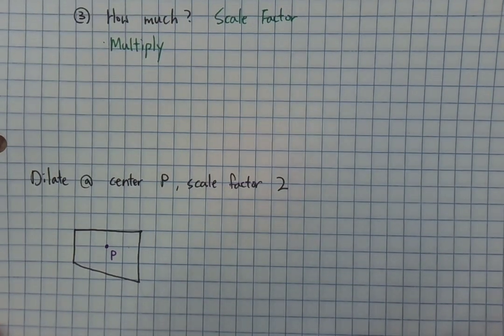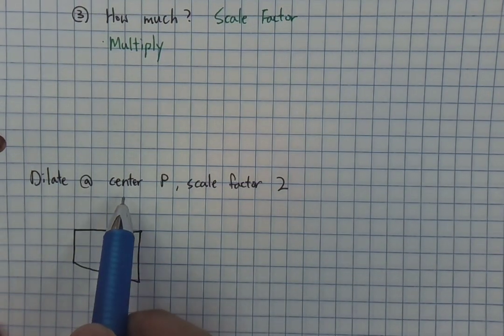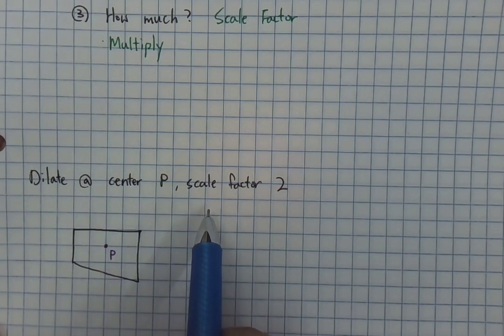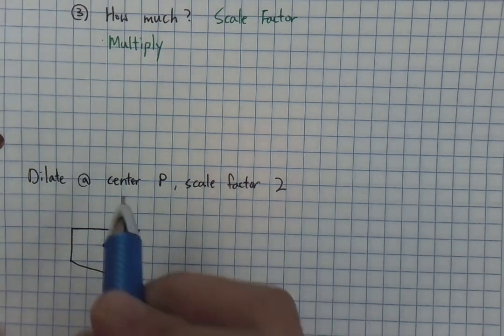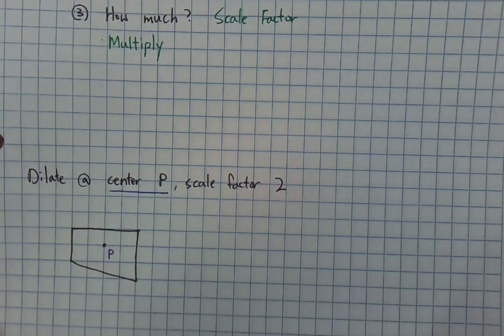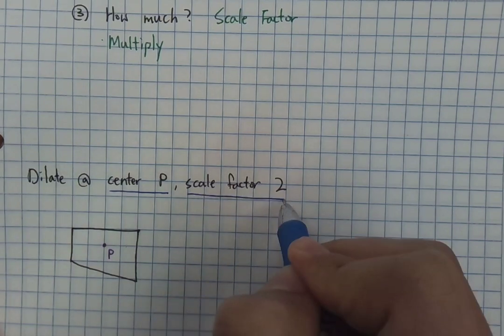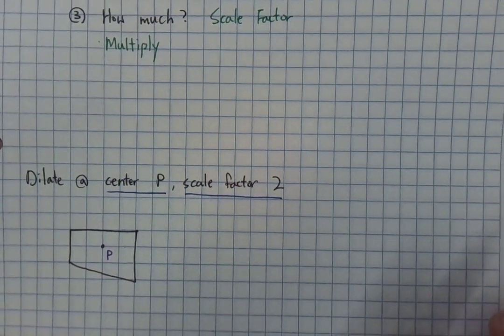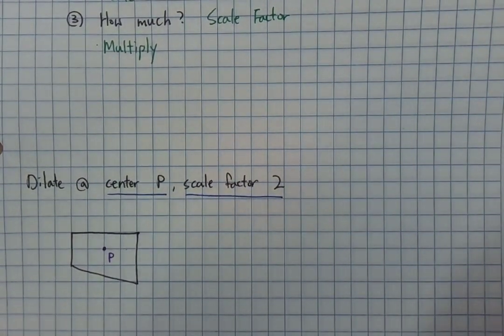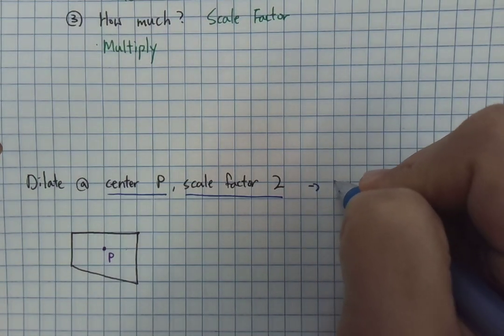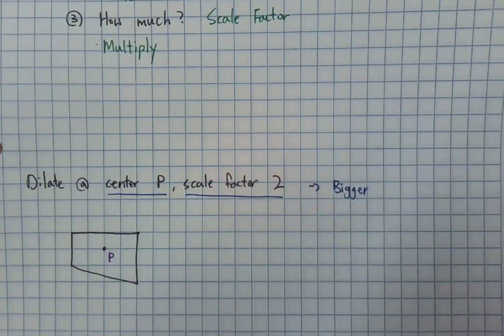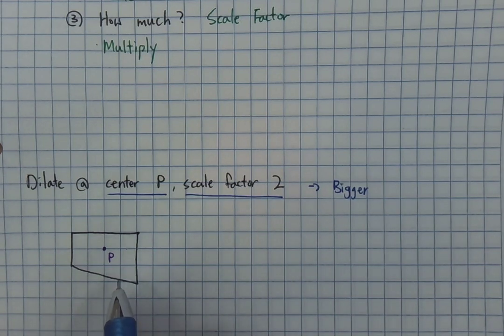In this first example, the question is: dilate at center P, scale factor 2. So we have to notice that the center is at P and the scale factor is 2. Scale factor is 2 means what? It is greater than 1, so the shape will become bigger. If you are dilating it and your new image is actually smaller than the original picture, that means you're doing something wrong. So we know it's going to get bigger.